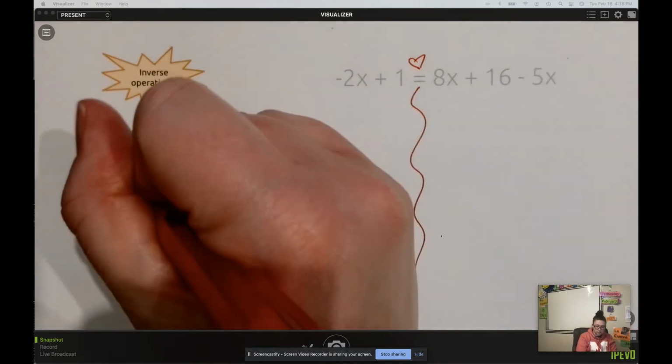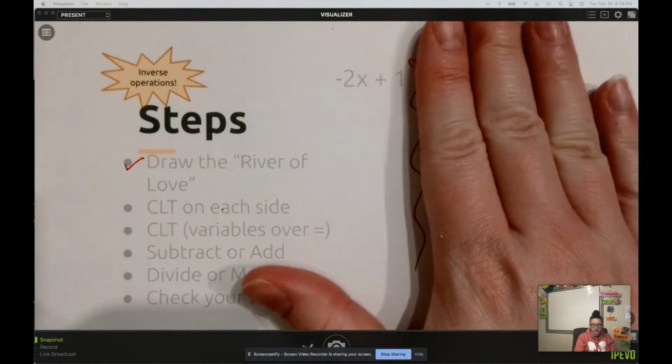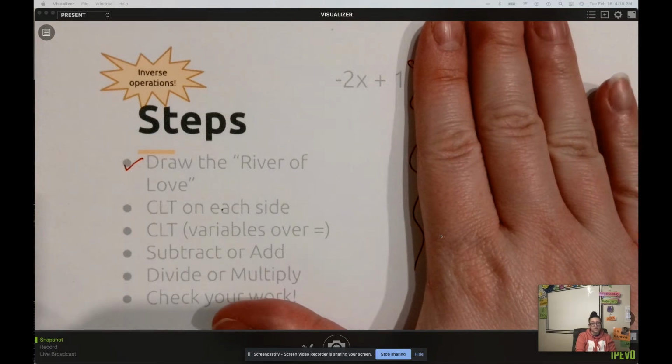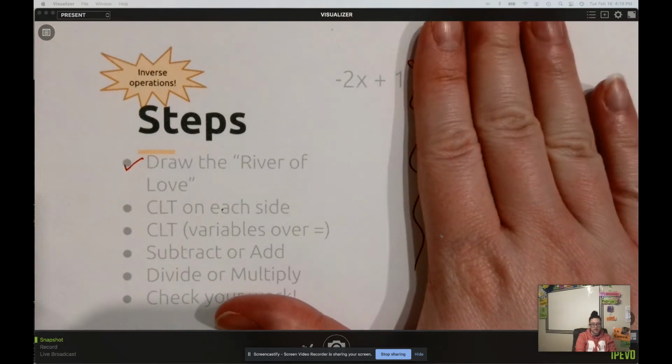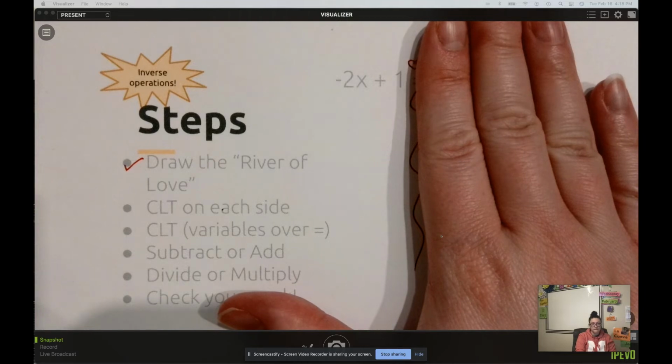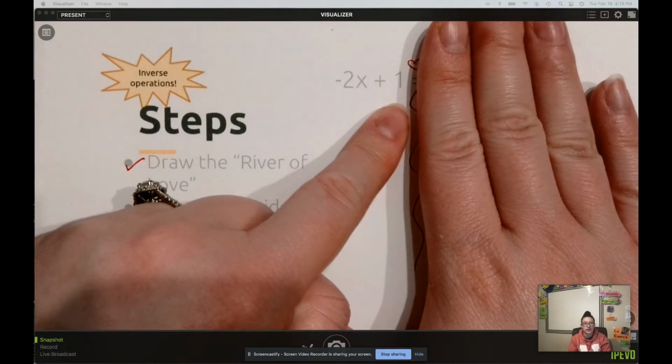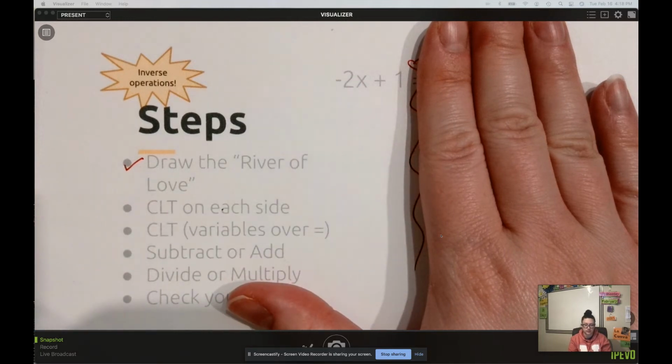So, River of Love, check. If I'm looking at just this left side, are there any like terms that I can combine on this side alone? The 1 doesn't have an x, so I can't combine those two together.